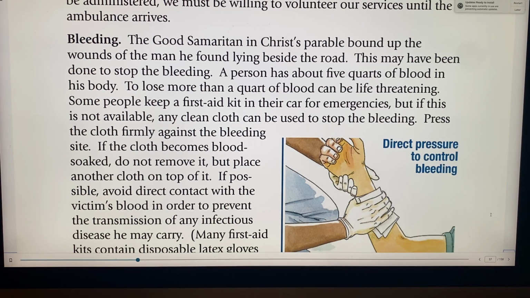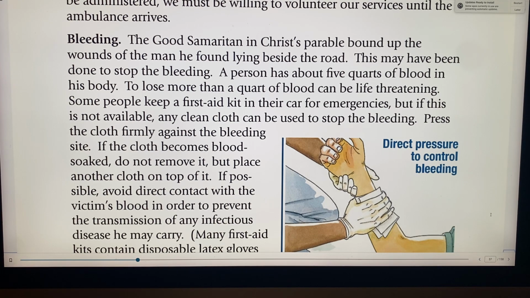Helping accident victims who are bleeding. It talks about the Good Samaritan in the Bible here, coming and helping alongside of the road someone possibly injured and bleeding. And isn't it so important that we be good Samaritans in certain situations, especially with people that we know. So a person has 5 quarts of blood in their body, and if they lose more than 1 quart of blood, life can be threatened.